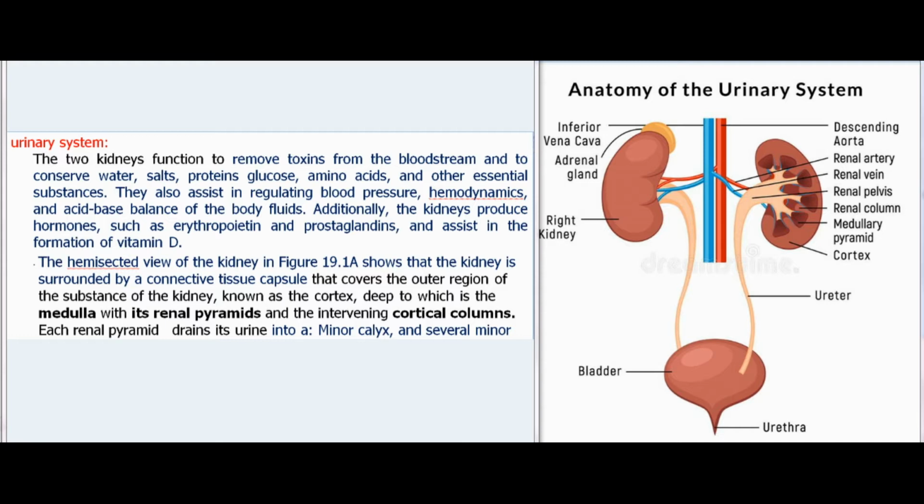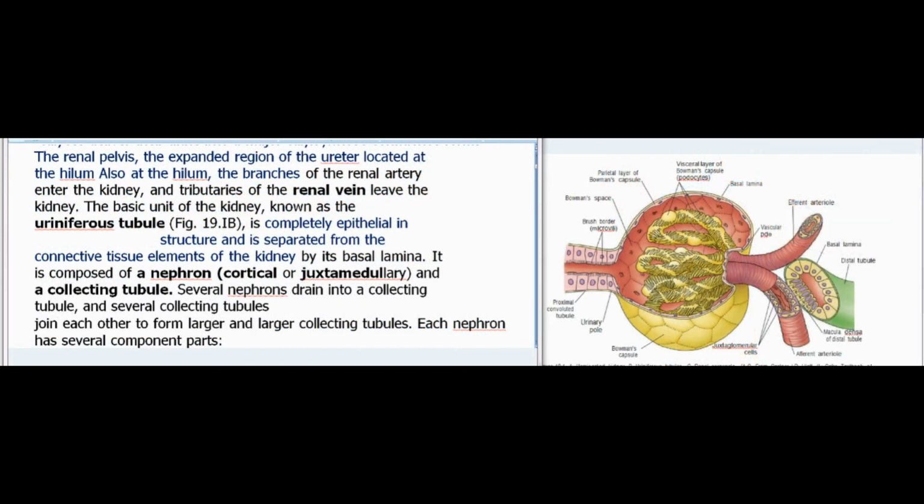The hemisected view of the kidney in Figure 19.1a shows that the kidney is surrounded by a connective tissue capsule that covers the outer region of the substance of the kidney, known as the cortex, deep to which is the medulla with its renal pyramids and the intervening cortical columns. Each renal pyramid drains its urine into a minor calyx, and several minor calyces deliver their urine into a major calyx whose confluence forms the renal pelvis, the expanded region of the ureter located at the hilum.